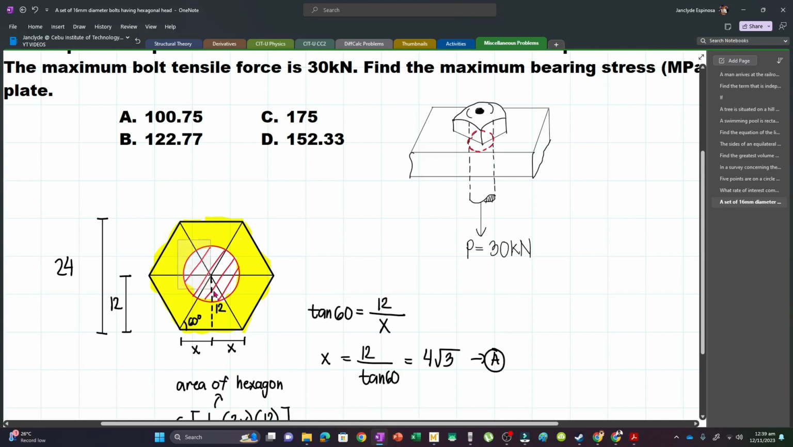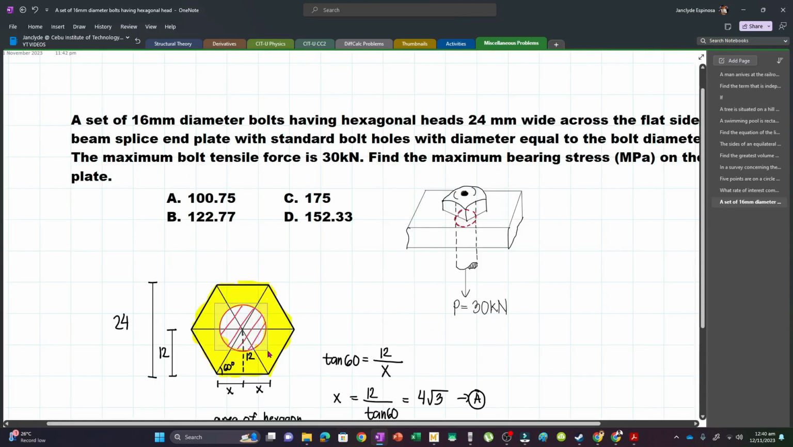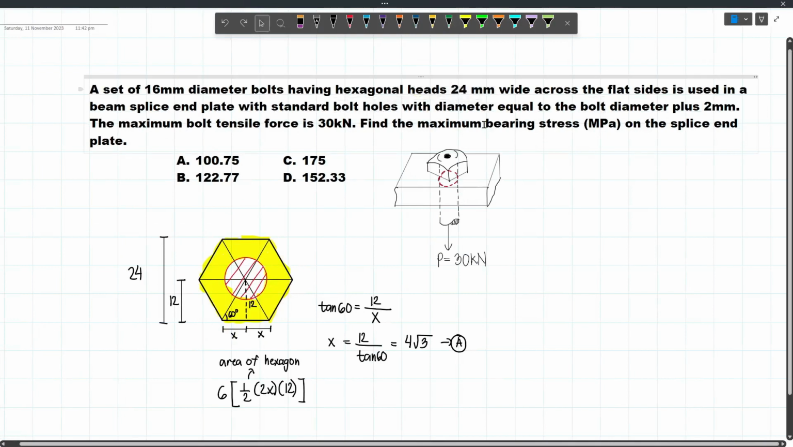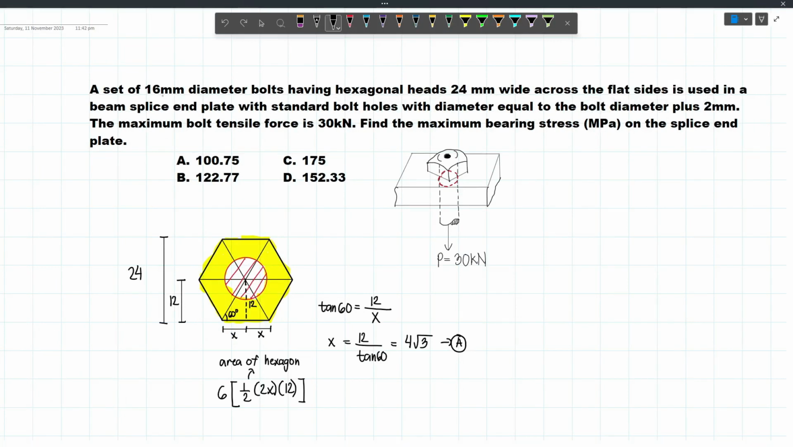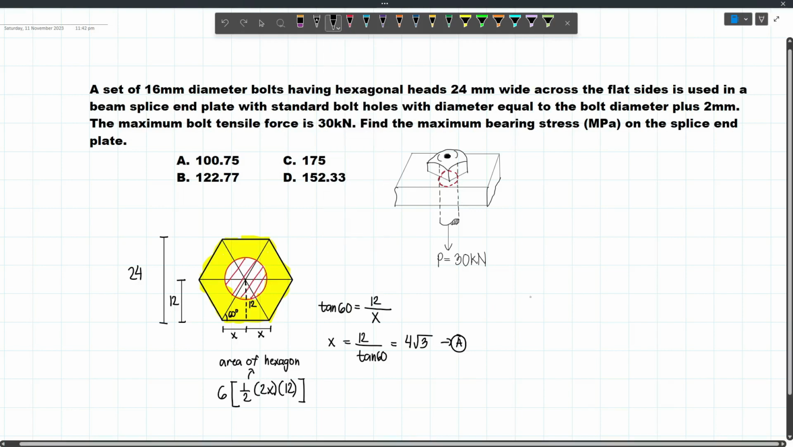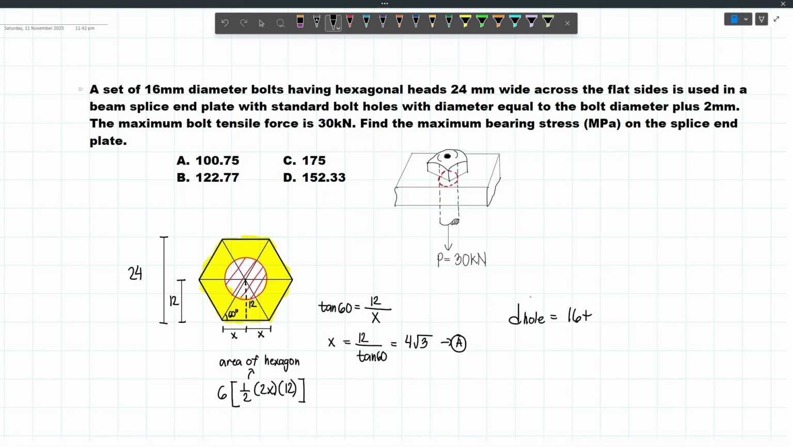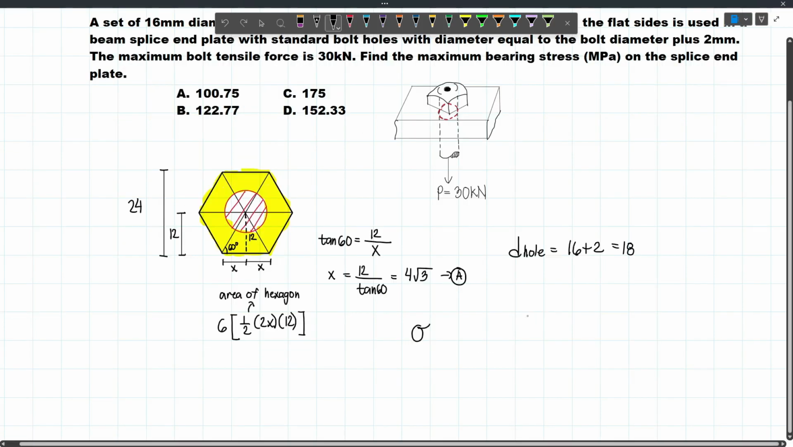Now, sir, what is this area? The area of the circle is the area of the bolt hole. Now, the bolt hole is the diameter of the bolt plus 2 mm. The diameter of the bolt is 16 mm. And so the diameter of the hole is equal to 16 mm plus 2 mm. And so that will be 18. Now, yung reason kung bakit may plus 2 yan is because we are applying an allowance. Because we can't insert the bolt threads kung wala yan.